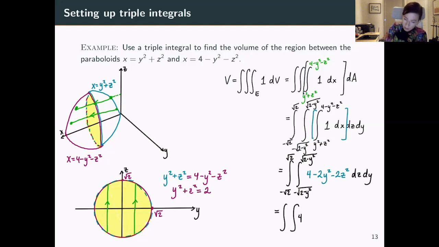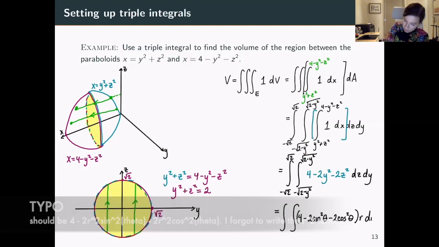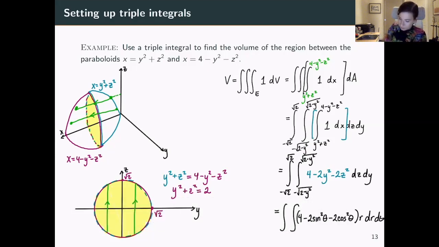So we have the 4 here. I'm going to have a minus 2 times, so our y will be a sine squared theta, plus we'll have a cos squared theta, and we'll have r dr d theta. Noticing that our r is going to be varying from 0 to the square root of 2, and we'll have that our theta is going to be varying from 0 until 2 pi.